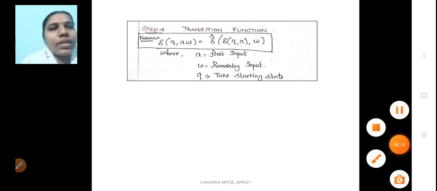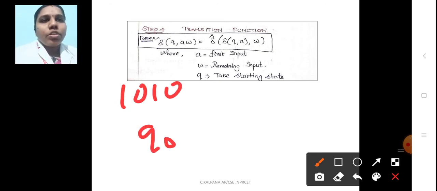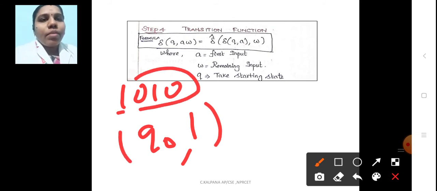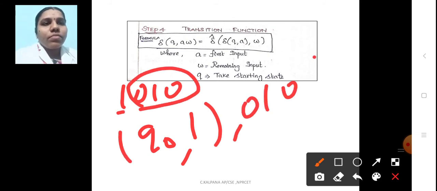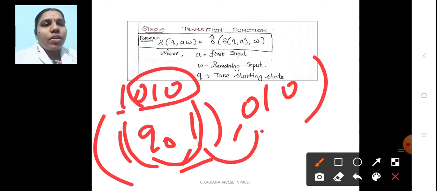In this example, the input is 1010 and the starting state is Q0. So write the first state here, Q0 comma 1, and write the remaining input 010. First check the Q0 transition on 1, then write the answer here, then Q2 on 0, like that you have to find out. If the last input reaches the final state, we can say the given input is accepted, or else rejected.